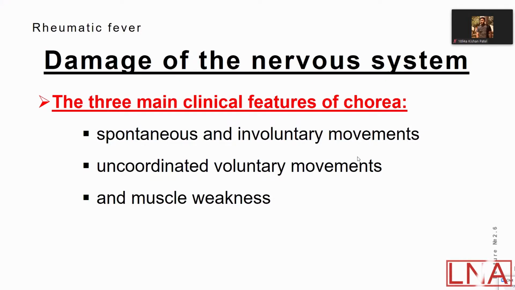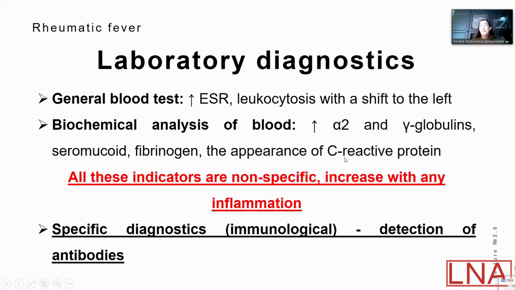So, diagnostics. We start from laboratory tests, then instrumental examination. Laboratory diagnostics include general blood tests, where we can identify non-specific infection symptoms, including increased ESR and leukocytosis with a shift to the young forms in the leukocyte formula.